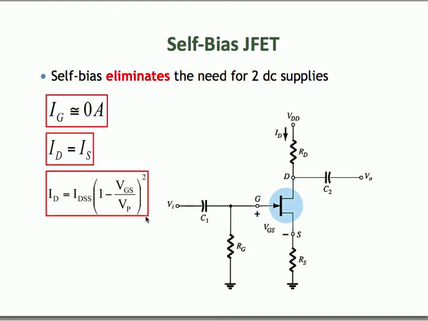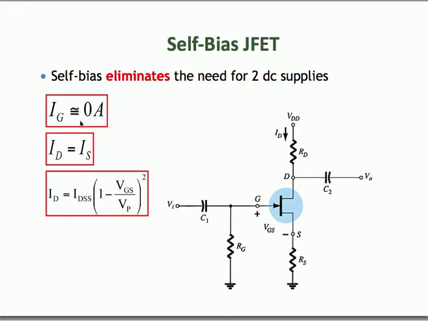The second biasing circuit that we're going to study for JFET is called the self-bias circuit. This configuration of biasing eliminates the need for two DC supplies. As you can see in the circuit here, you don't have the DC voltage source connected to the gate terminal anymore, and what you have as a replacement is a resistor in the source terminal of the JFET.